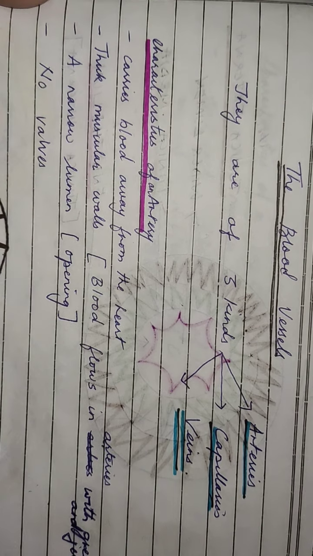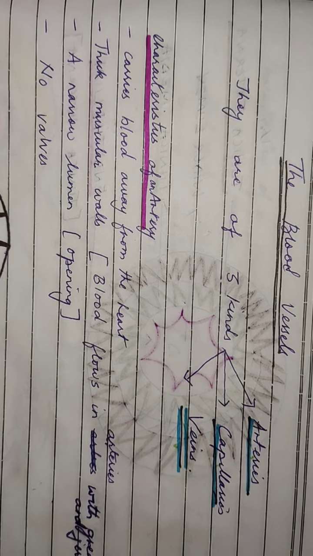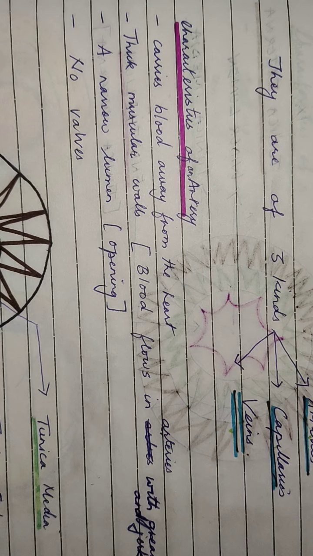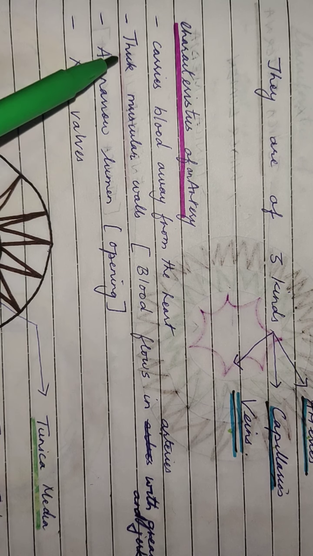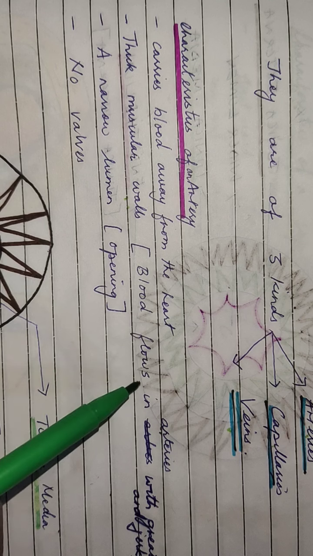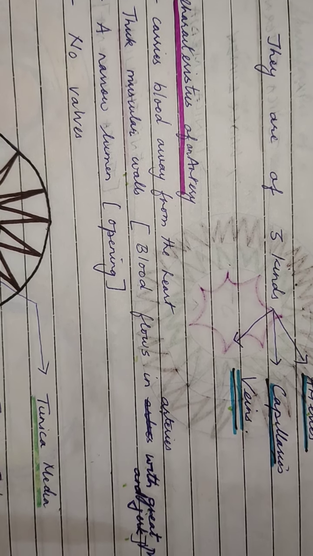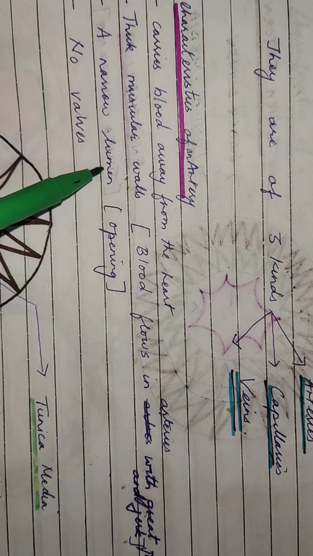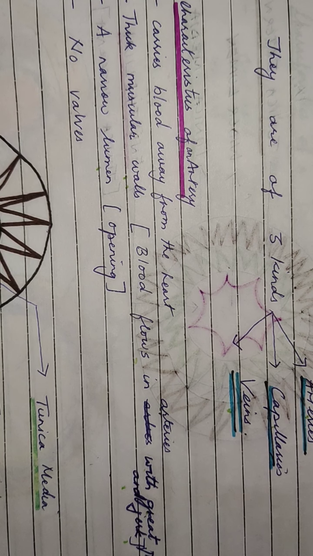The blood vessels now, they are of three kinds: arteries, capillaries, and veins. Let us understand the characteristics of an artery. Carries blood away from the heart. Thick muscular walls. Why? Because blood flows in arteries with a great pressure and jerk. It has a narrow lumen, that is opening. You can see narrow lumen, and it has no valves.